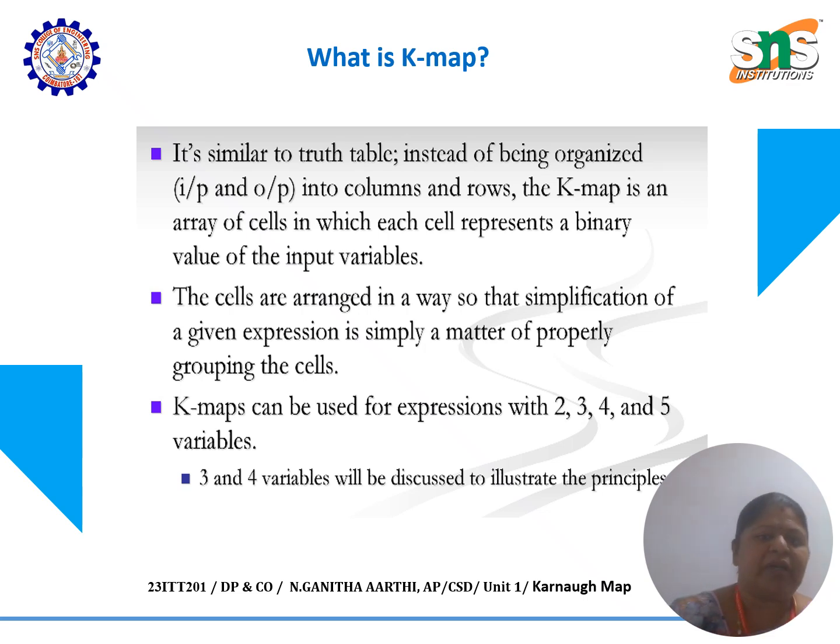Instead of organizing the input and output into columns and rows, the K-map is an array of cells in which each cell represents a binary value of the input variables, and the cells are arranged so that simplification of a given expression is simply a matter of properly grouping the cells. The K-map can be used for expressing 2, 3, 4 and 5 variables, and here 3 and 4 variables will be discussed to illustrate the principle.